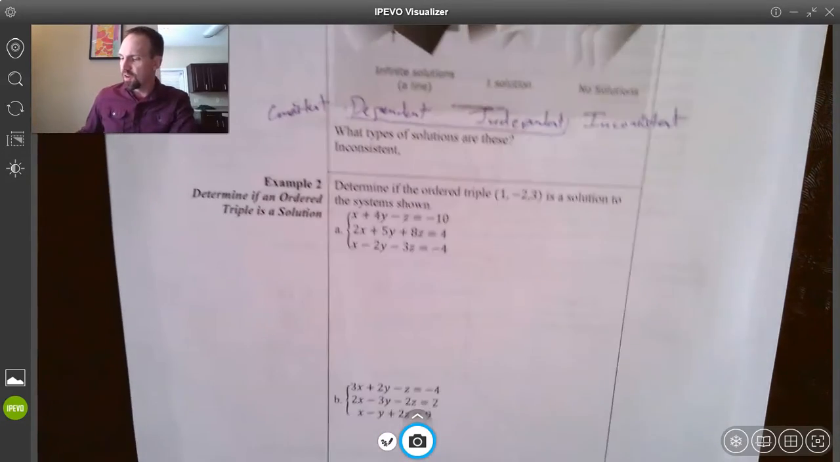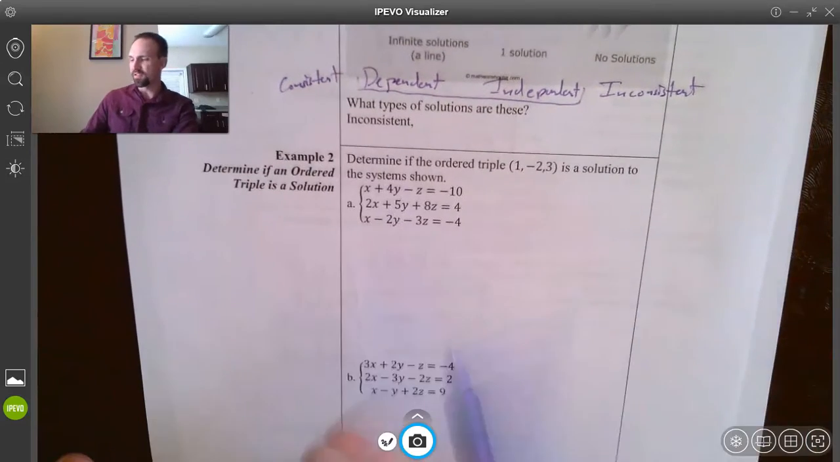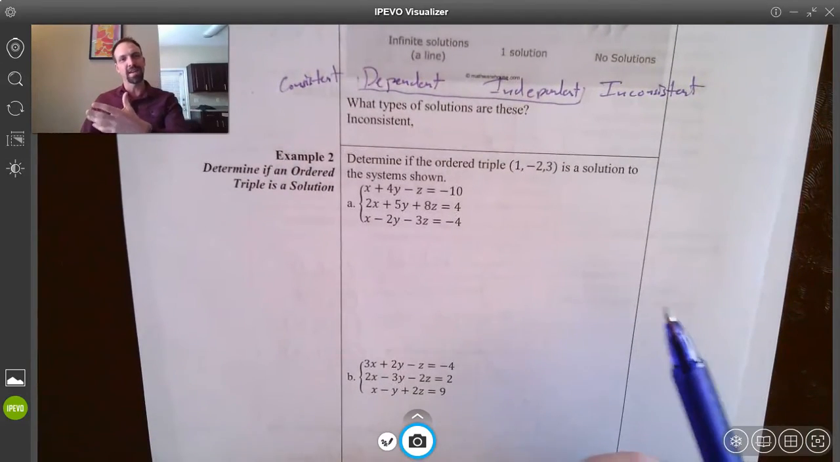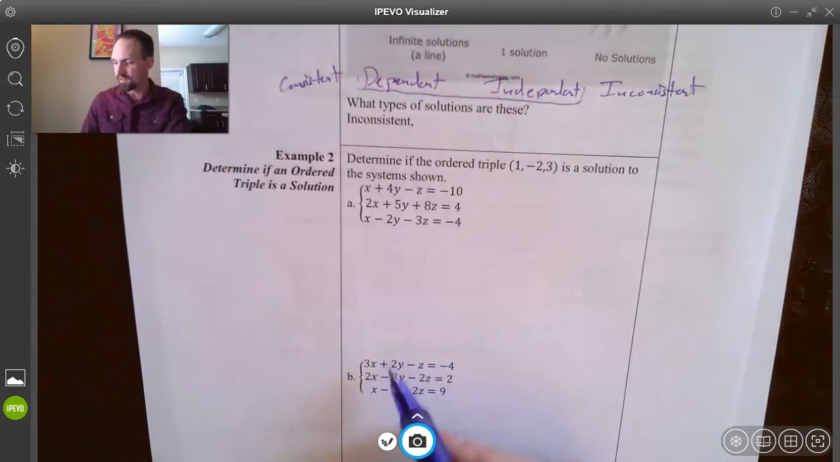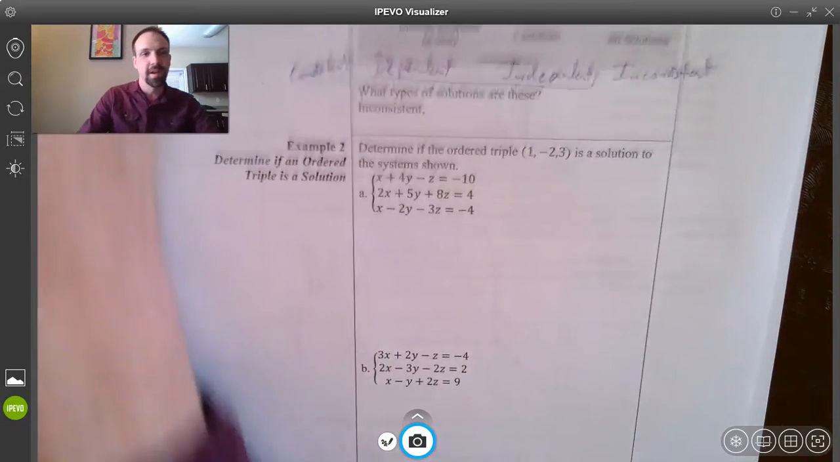In my next video, I'm going to jump into determining if these are ordered triples, but it's just checking, plugging them in and checking. It's a lot of tedious work just to check. So join me in the next video as we go over this part.